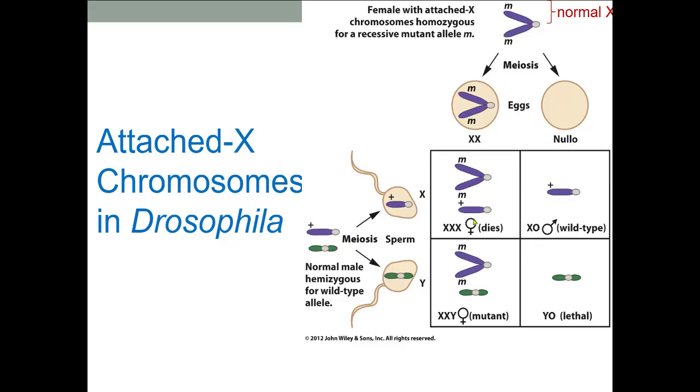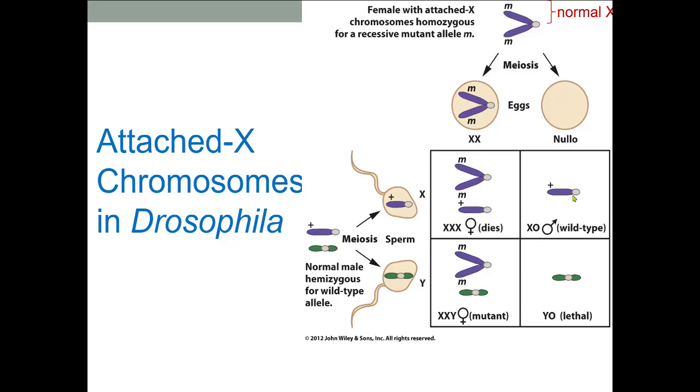That's typically lethal. We get the YO with no X chromosome. That is also lethal. That's what Bridges saw before too. We could get an XXY, the exceptional female. Remember in Drosophila, it's not about the Y chromosome. It's the balance of X's to autosomes. So having 2 X's is a female.